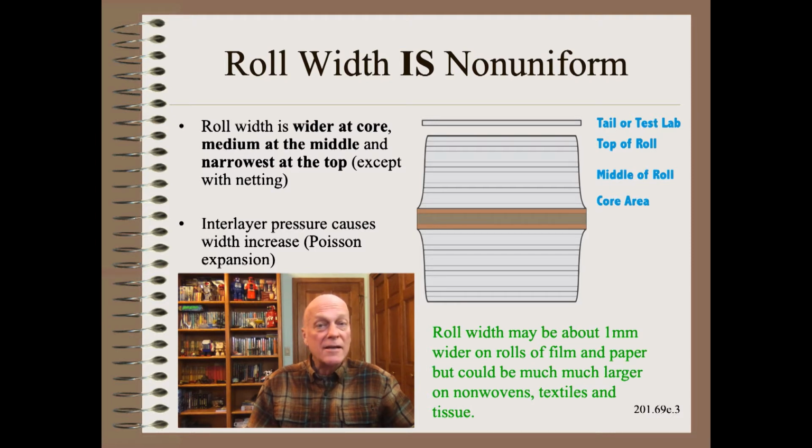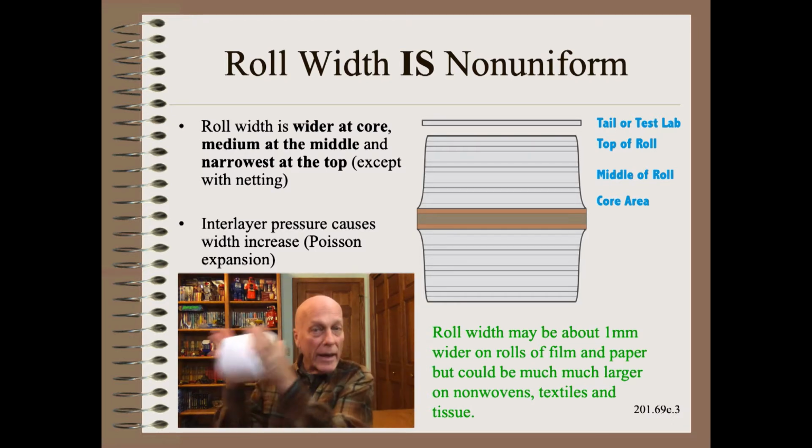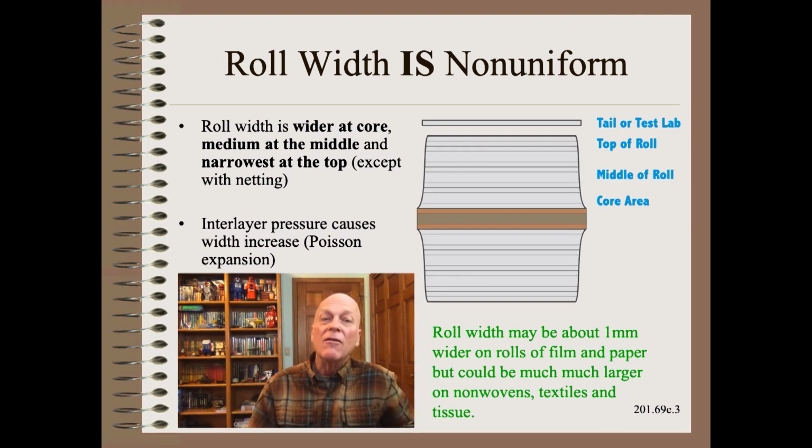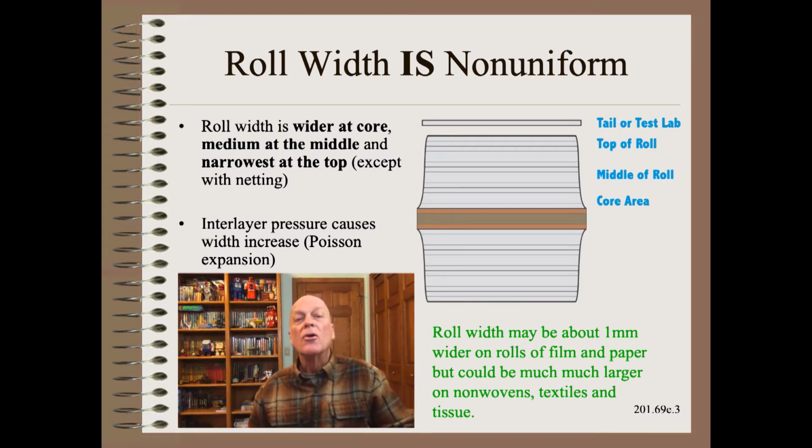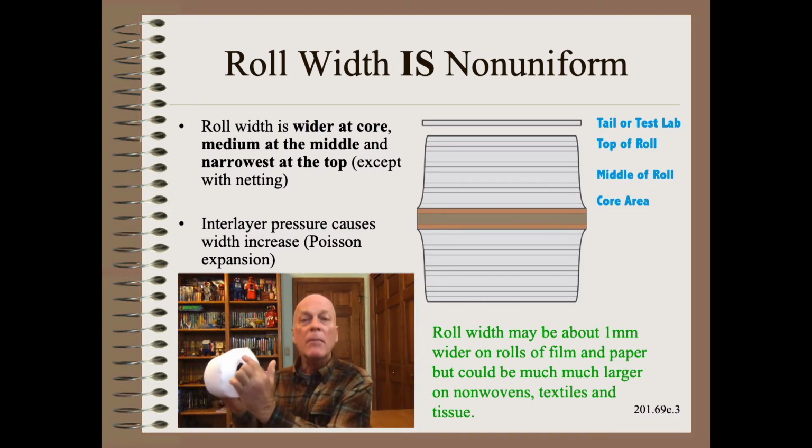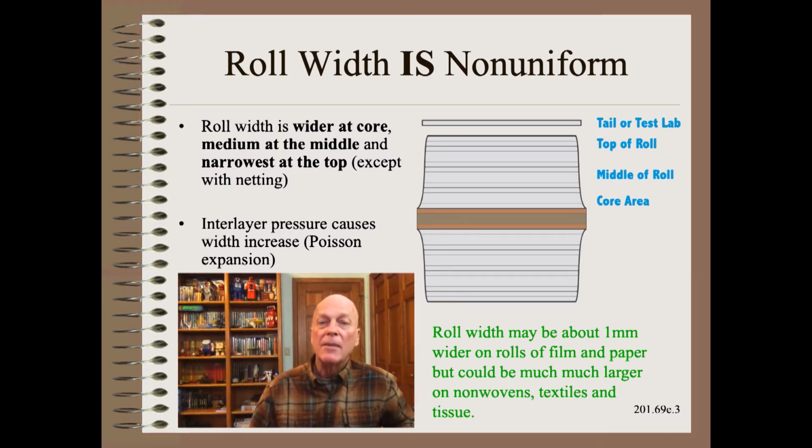A fundamental concept is that wound roll width is guaranteed by the inviolate laws of physics to be non-uniform, even if the web width upstream at the cutting blade is perfectly uniform. The roll is wider at the core, medium in the middle, and narrowest at the top. The only exception I know of is netting, because it is not a relatively homogeneous solid, but rather a structure. With wide pitch netting, the roll width is narrower at the core.